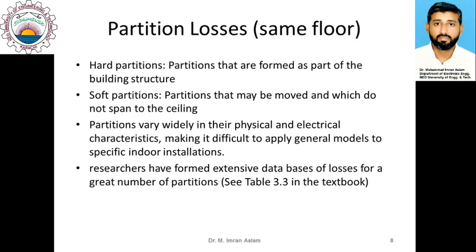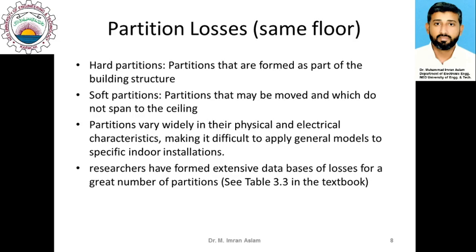The obstructions which are present in indoor environments can be of a variety of different natures. For example, in a common household building, we generally have hard partitions, like the walls or maybe wooden separations that start from floor up to ceiling. These hard partitions are part of the building structure, so they span to the roof level.